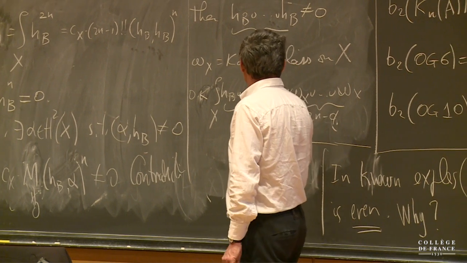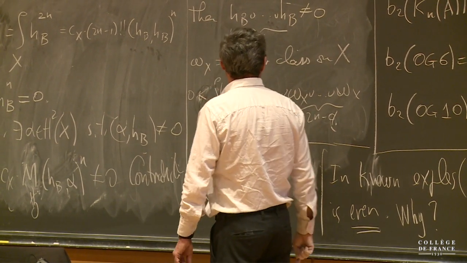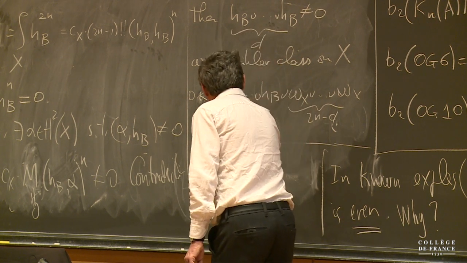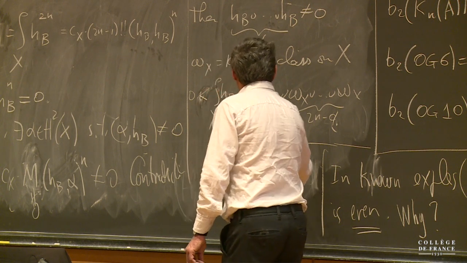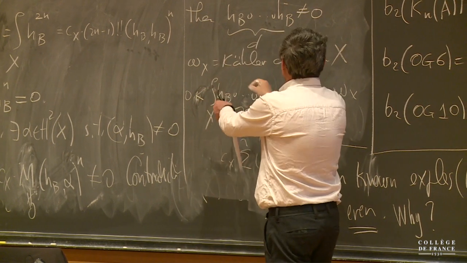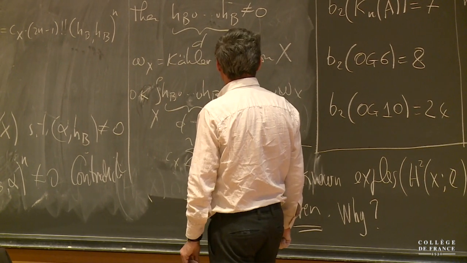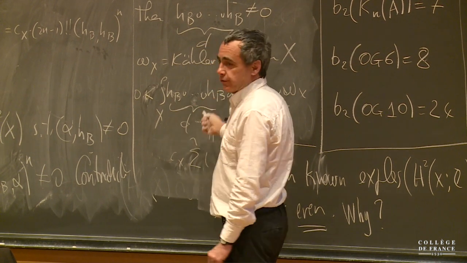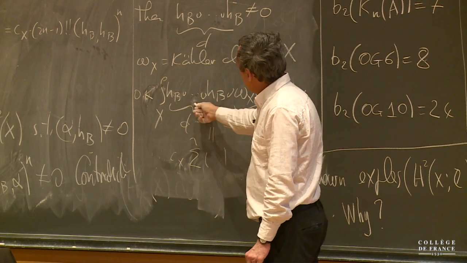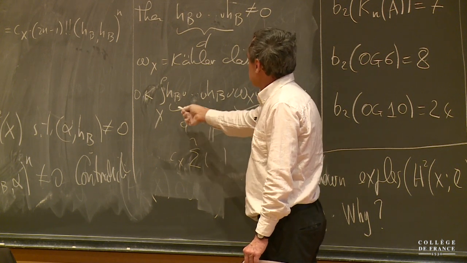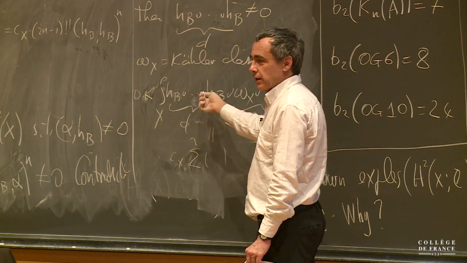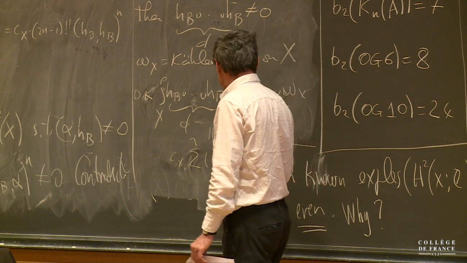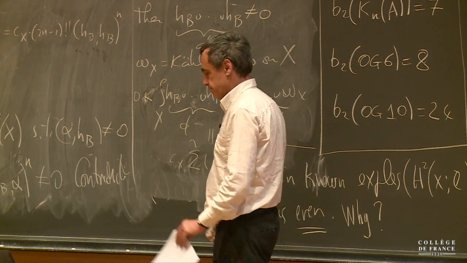But here you just apply that polarization formula, and so this is C_X times this sum, and what you have to do is choose two of these classes, couple them together, and so on. But the fact is that if you couple H_B with itself, you get 0. Since there are more H_B's than omegas, you will have to couple at least H_B with itself once, and so you get 0. So you get this contradiction.